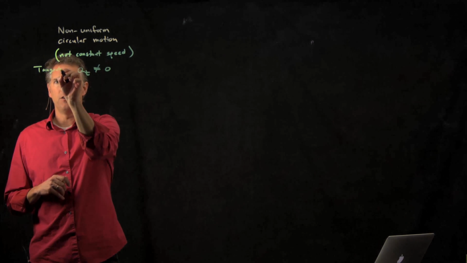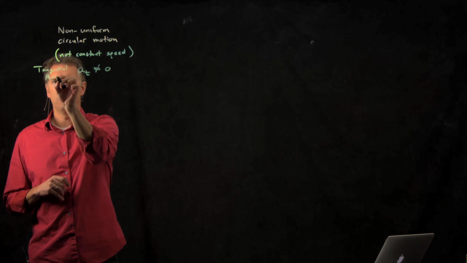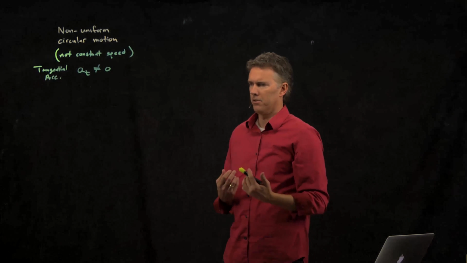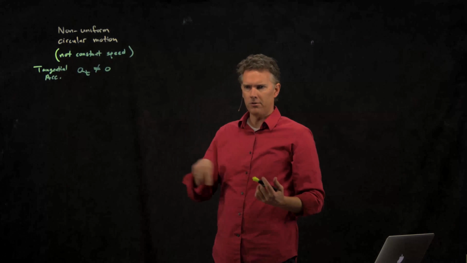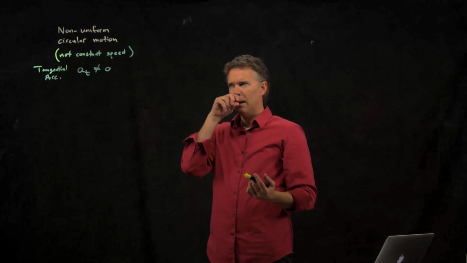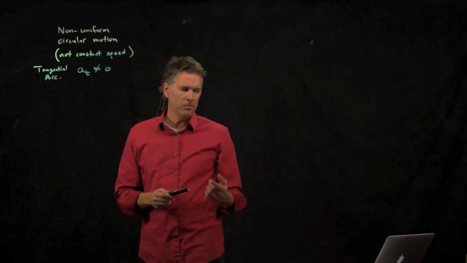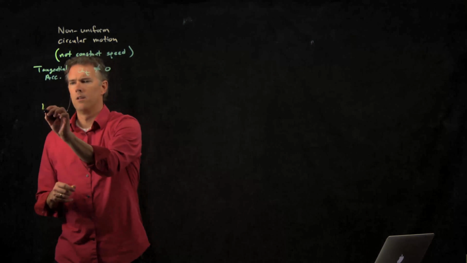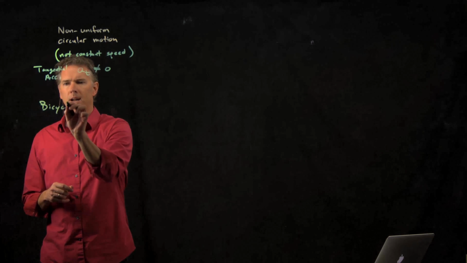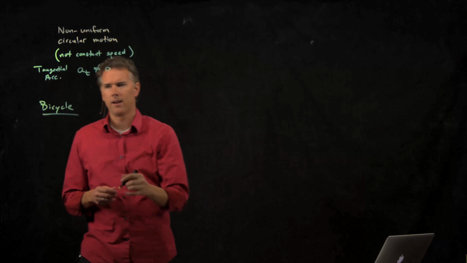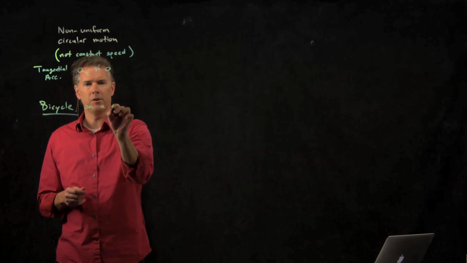And if you are accelerating, then we call that non-uniform circular motion. So uniform is when you're just going around at constant speed. Non-uniform is when you're accelerating. So in the problem on the homework, you had a bicycle that was going around a track. Bicycle on a circular track.